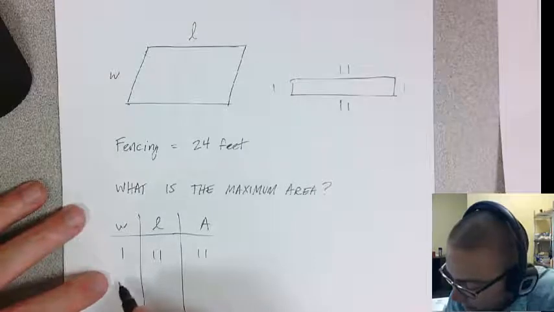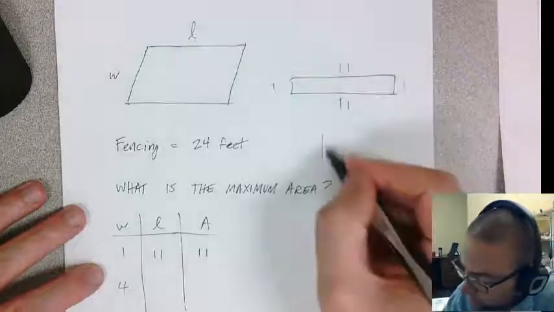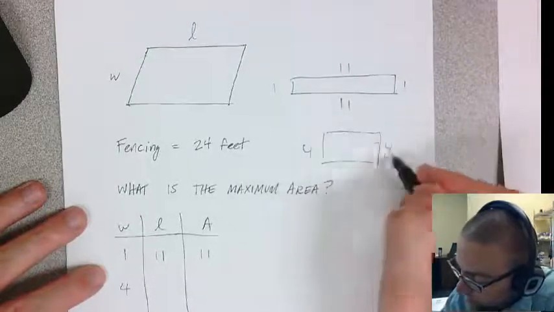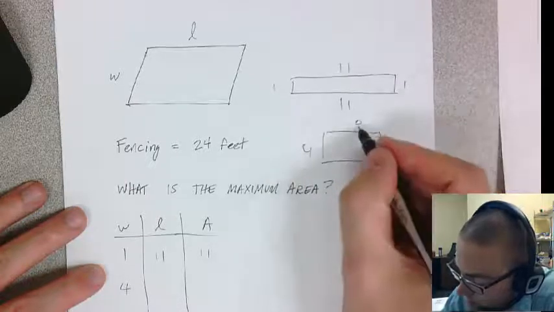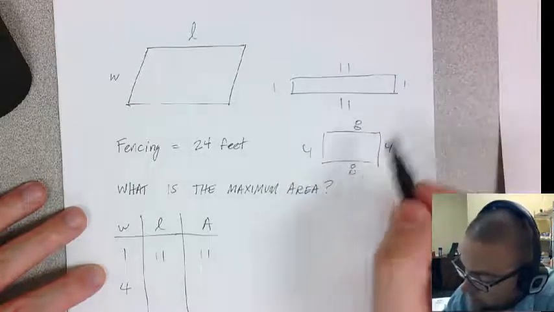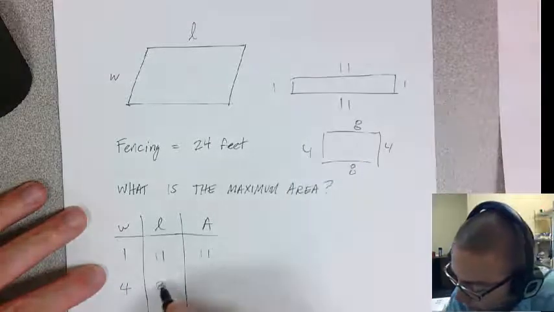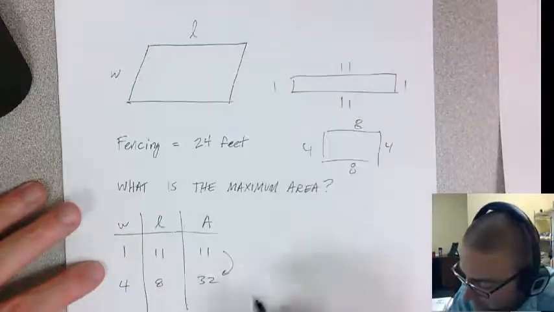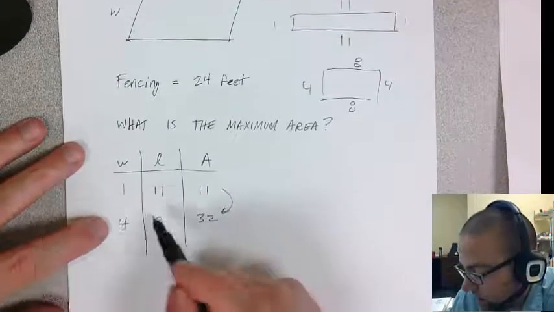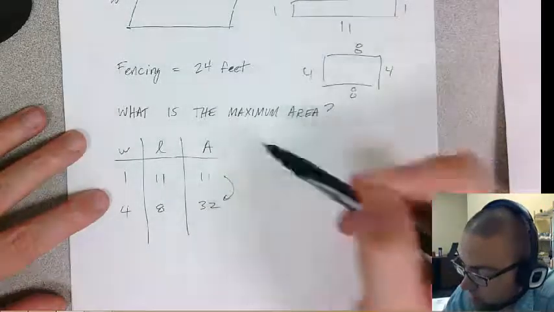Let's try 4 feet. So I'd have 4 and 4, that's 8. So I have left over 16, which would be 8 and 8. So the area of this would be 4 times 8, which would be 32. So this is definitely bigger, right? So my area, I don't think it's going to be thinner than it is long, right?